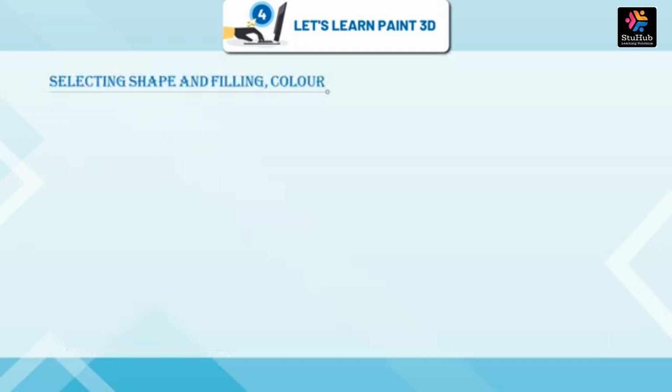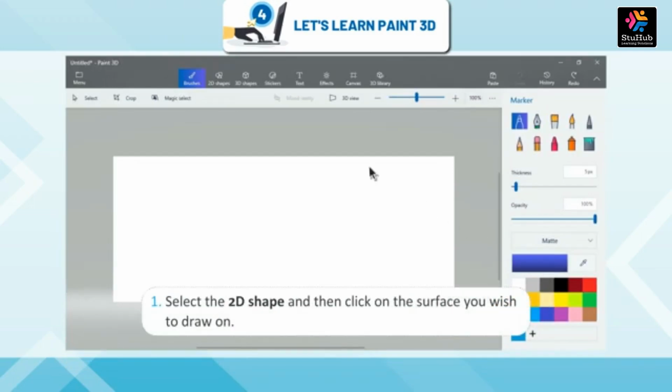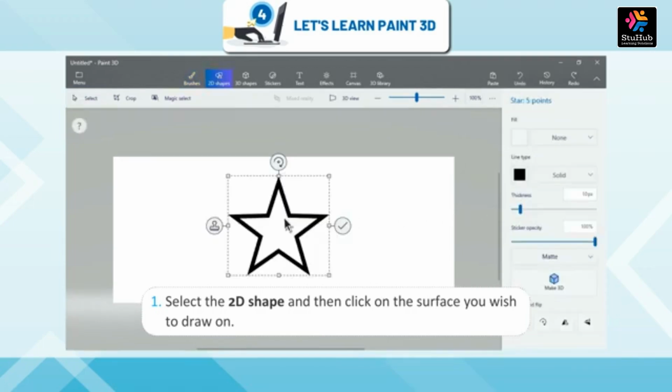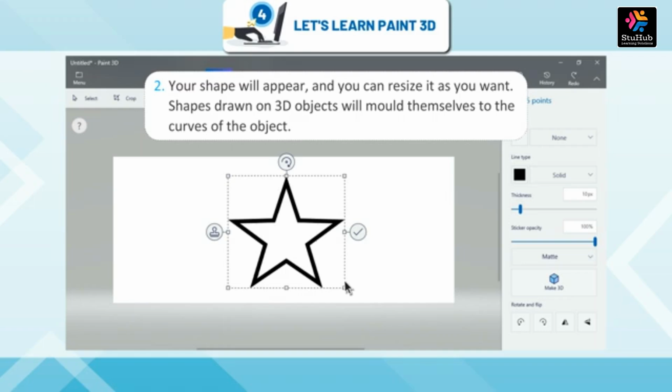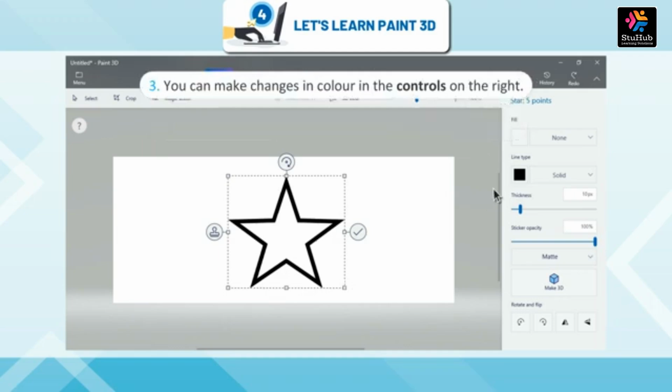Selecting shape and filling color. To draw a shape, follow the steps given below. 1. Select the 2D shape and then click on the surface you wish to draw on. 2. Your shape will appear and you can resize it as you want. Shapes drawn on 3D objects will mold themselves to the curves of the object. 3. You can make changes in color in the controls on the right.